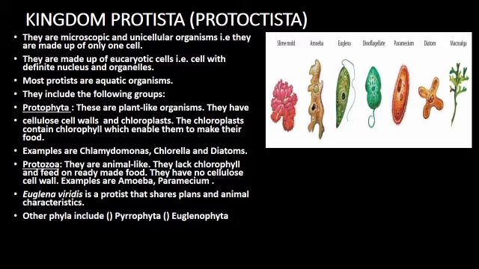Then the animal-like protists are known as protozoa. These ones lack chlorophyll, they feed heterotrophically. They don't have a cellulose cell wall. Examples of these organisms include the amoeba, the paramecium, and other ones like trypanosome. Then Euglena. Euglena is a very controversial organism. Why? Because it looks like a plant, also like an animal.